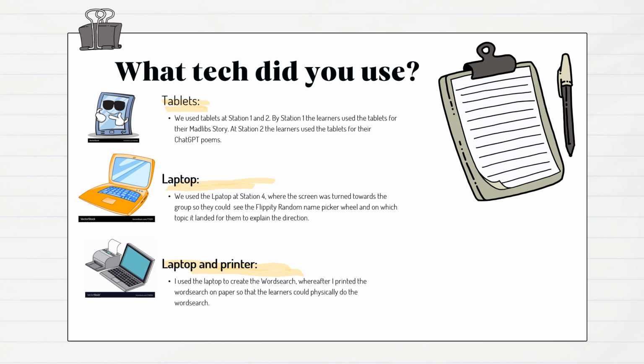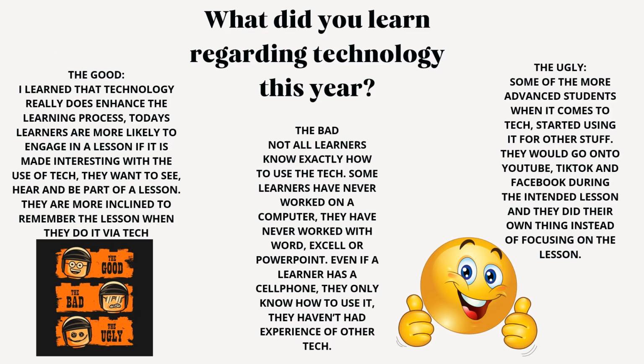We also used the laptop at station 4, where the screen was turned towards the group so they could see the Flippity random name picker and on which topic it landed for them to explain the direction. I also used a laptop and a printer. This was to create the word search, which I then printed on paper so that the learners could physically do the word search.